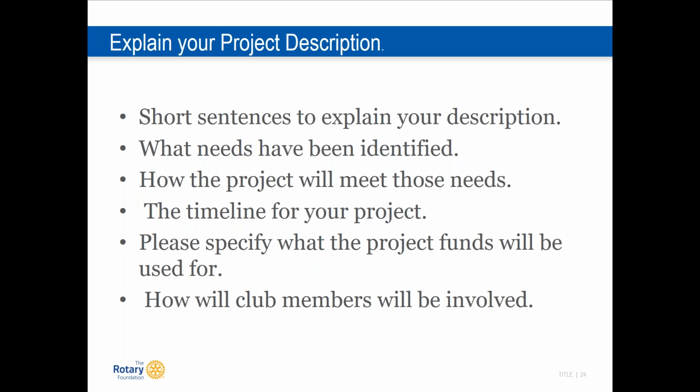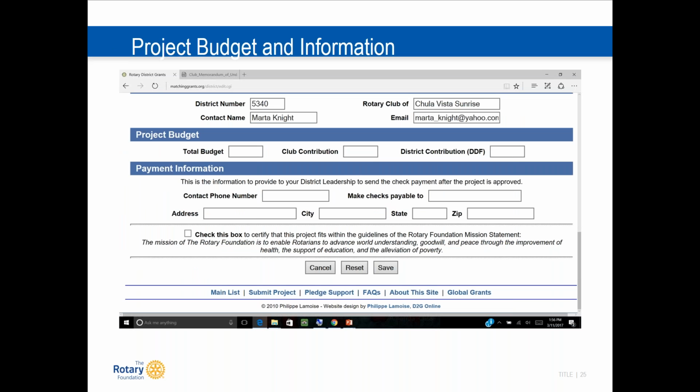Then it's going to ask you for a project description. Again, use short sentences and describe what needs have been identified by your project. How will your project meet those needs? And what is the timeline for your project? And please specify what the project funds will be used for. And very important, how will your club members be involved? Next section, it asks you for the district number, the name of your club, the contact name, and the email. And then we're going to go to the project budget.